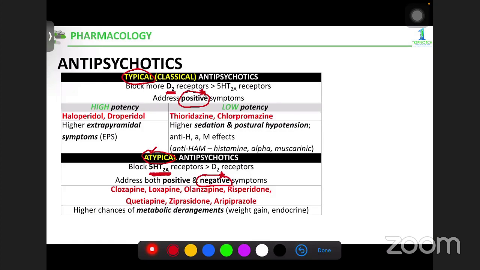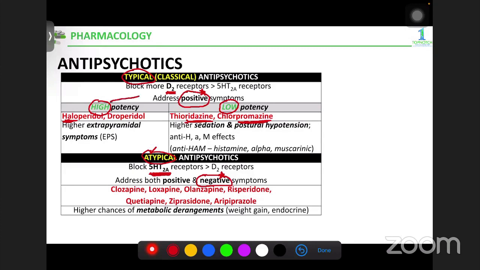Okay, remember this. In terms of potency, high potency is haloperidol. Low potency is your thioridazine and your chlorpromazine. So remember this. Guys, these are prototypes, not the only drugs. Again, I'm just summarizing, so you should still check your handouts for the complete list. But these are the common prototype drugs that are mentioned. So I want you to remember.